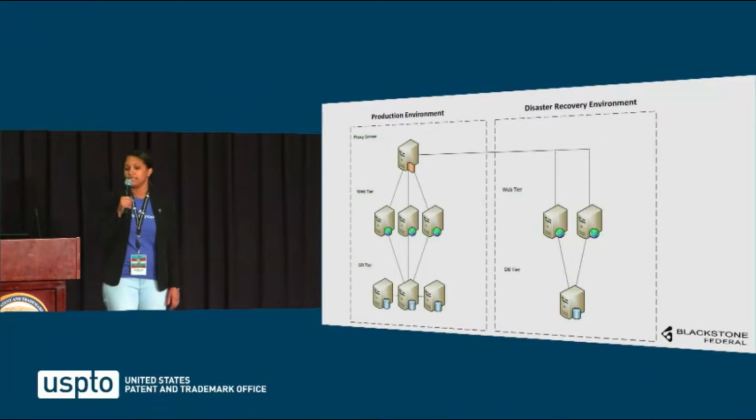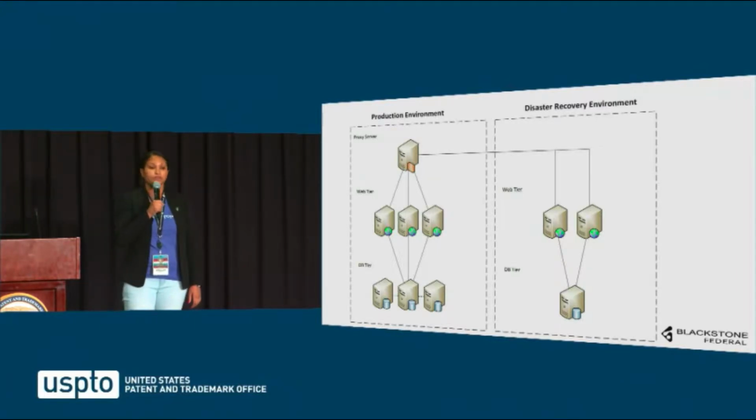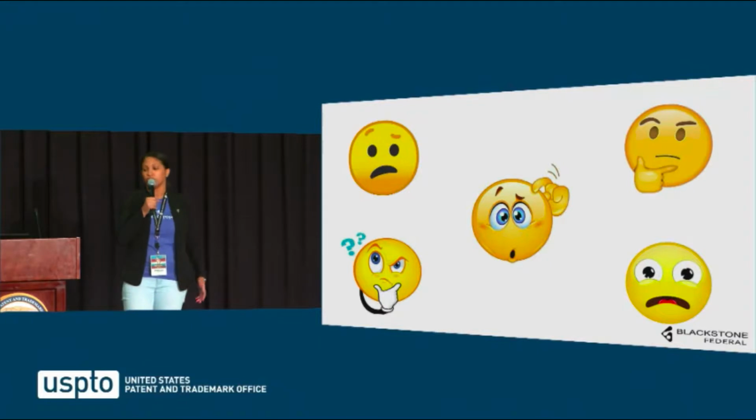You have your web tier and database tier in your live production environment, and you have the same thing in your disaster recovery environment, just on a smaller scale. You could also have a proxy server or redirect server to determine where you would send your request to.